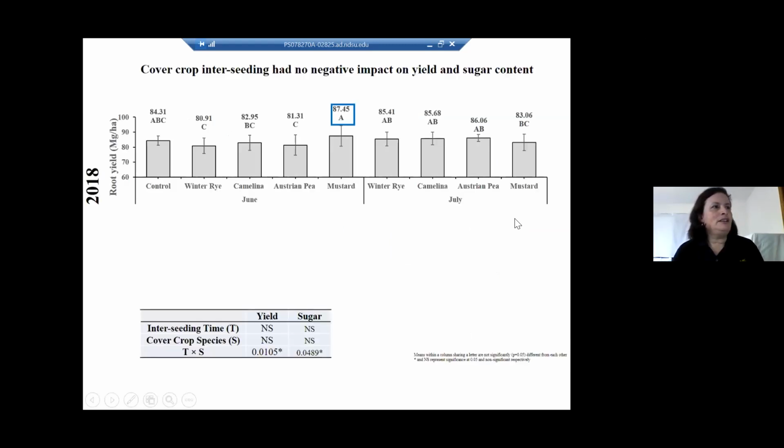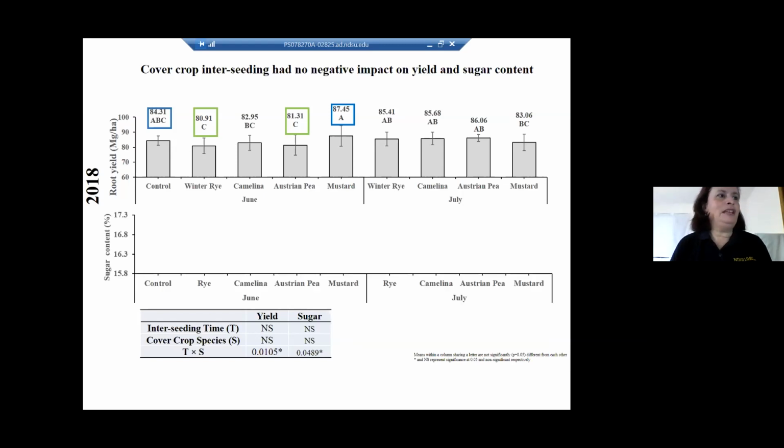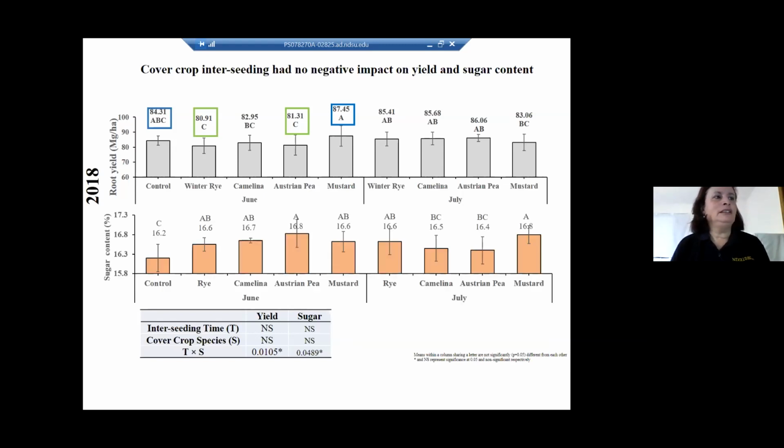Now, what was interesting on this was what happened with root yield and quality. In 2018, actually the highest yield, significantly higher than the control and at least 2 of the other cover crops, was mustard, which had a higher value, although if you look at the letters, they're not really significant. But you can see that at least we didn't get a loss on yield by having these cover crops in between. What is really interesting is the sugar content.